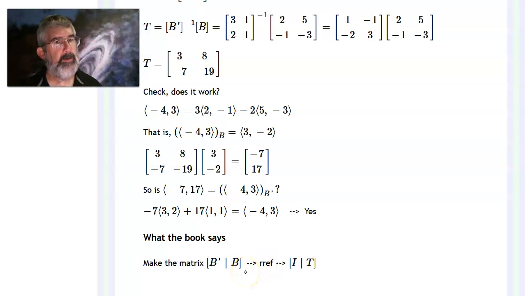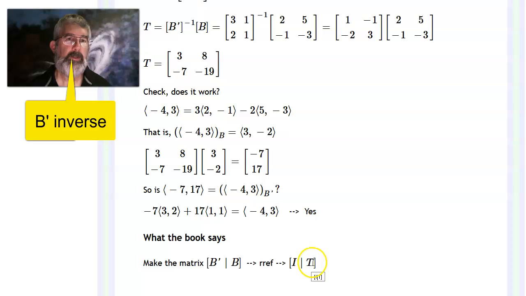Now this is very much like what we did for calculating inverses, right? If I want the inverse of B prime, I would do this, but I would have an identity matrix over here on the right. And when I put this in reduced row echelon form, I get an identity matrix on the left, and it would have been B inverse over here on the right.